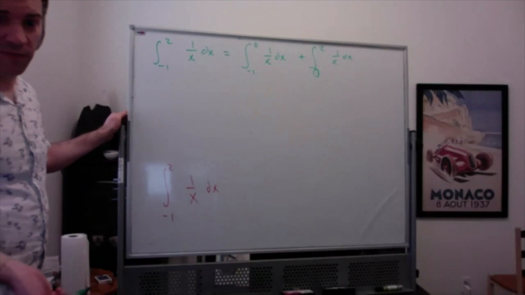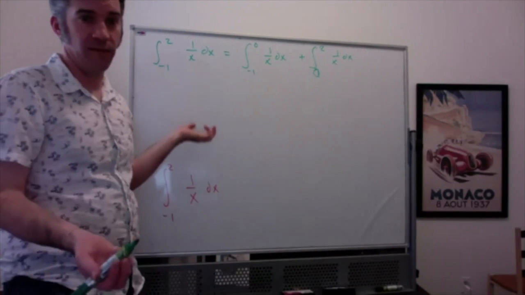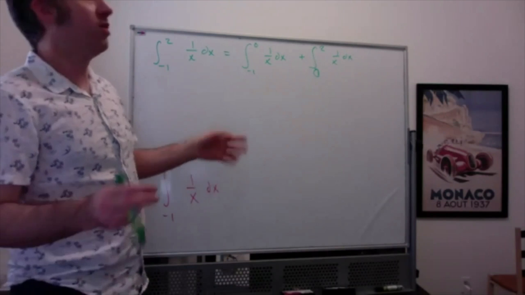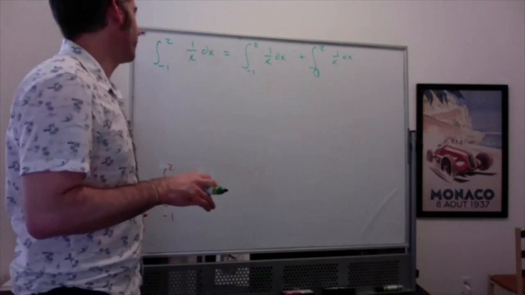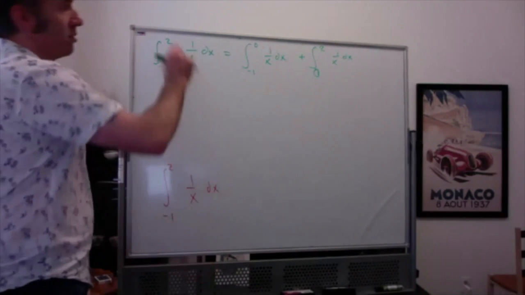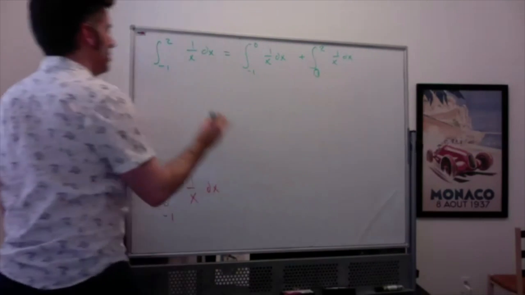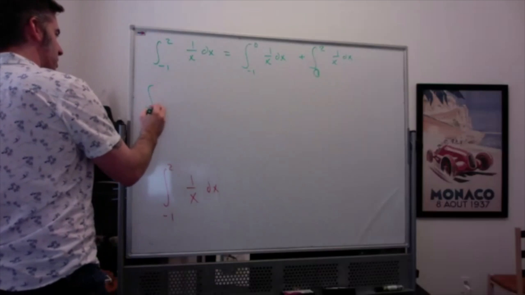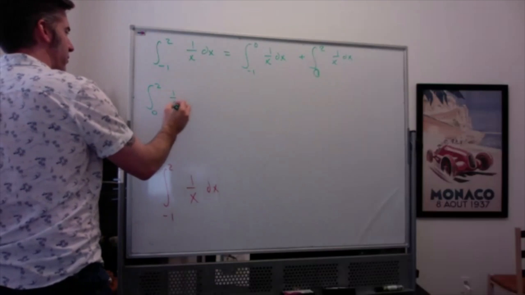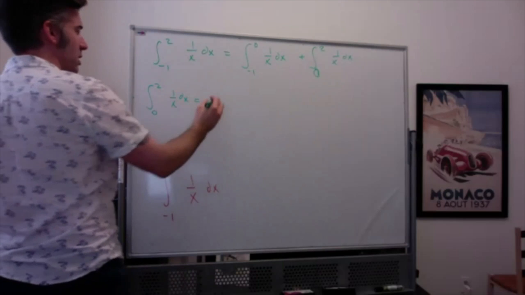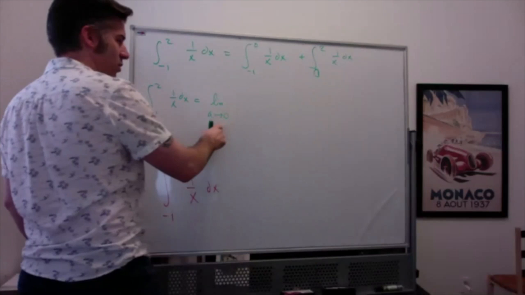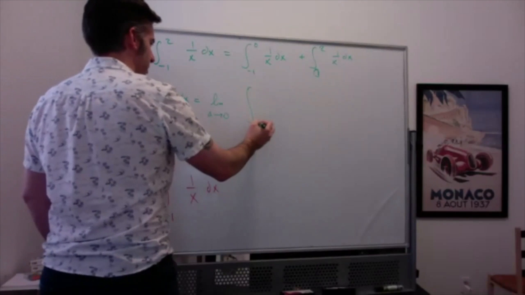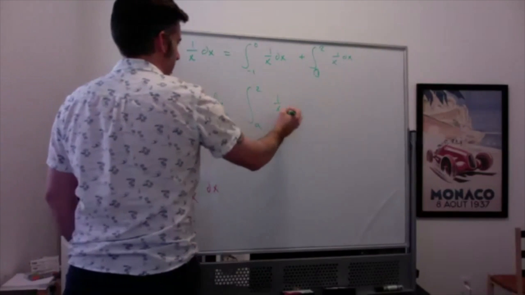And then just like before, we're going to try and see if either one of them diverges. Really what we're going to do is do one of them, and if it diverges, we don't need to do the other one. So let's do this one. The integral from 0 to 2 of 1 over x dx is equal to the limit as a approaches 0. I have more to say about this. From a to 2 of 1 over x dx.